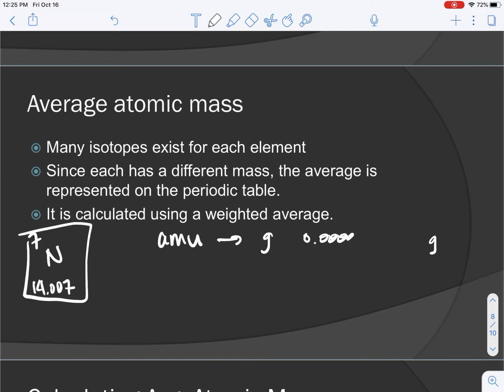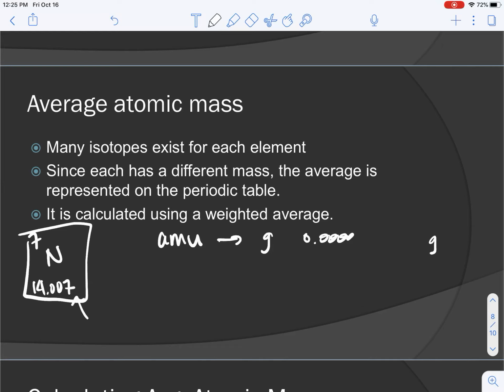Okay, so then this number, there's no actual atom that weighs 14.007. It's impossible. What is actually going on is that they just take the average and put that number on the periodic table. So if you had a big sample of nitrogen, the average atom would weigh that. And they use a weighted average scale, just like our grades. In this class, our grades are 40% tests, 30% quizzes, and 30% homework.